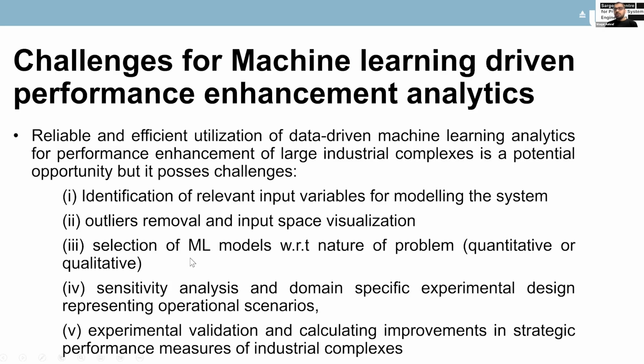The third important point is the selection of machine learning models, which should correspond to the quantitative or qualitative nature of the problem. Then, sensitivity analysis and domain-specific experimental design, which should represent the operational scenarios. This is a very important point when we deploy the model for creating value for the industry, because the experimental designs should comply with the operational physics: how the industry is operating, and what the operating scenarios are. So the domain knowledge is really important for the machine learning engineer, so that true value can be created for the industry.